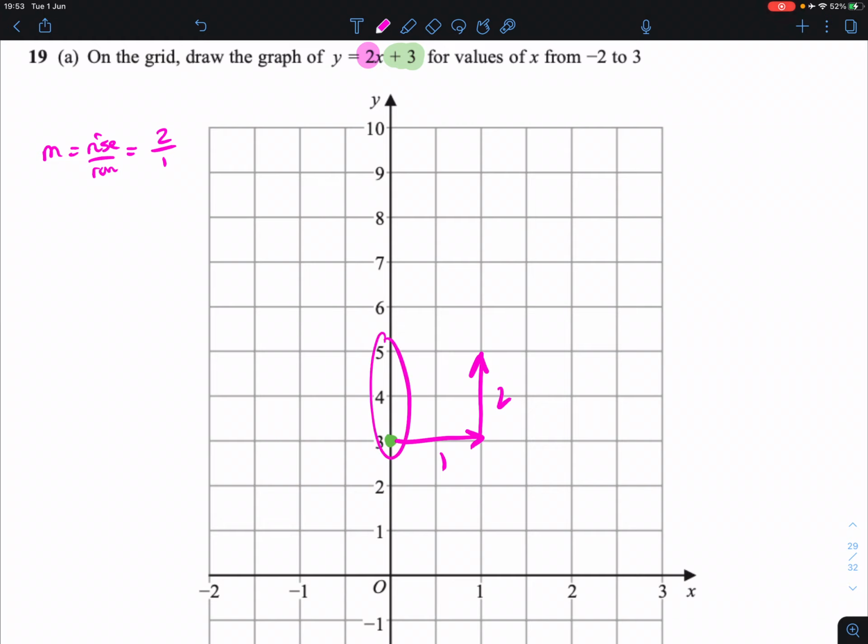Looks a little bit strange because that's 2 and that's 1. It kind of looks like the same distance. But every 1 along and 2 up gives you the next point, so on and so forth. So I can plot that in quick succession, and then basically go the opposite way to get the remaining points on the left, which will give us this and this.